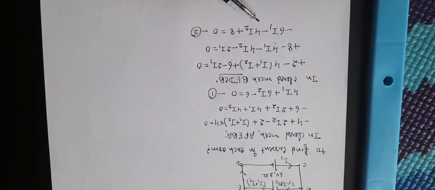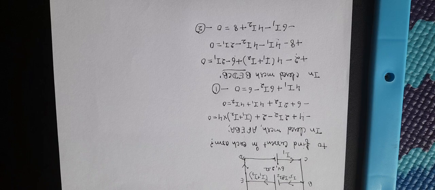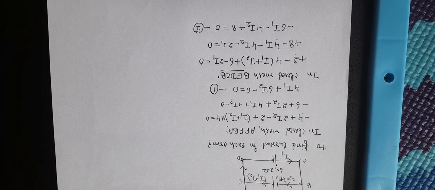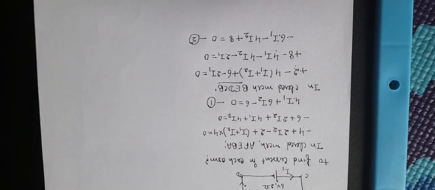So here we have a formation of two equations, I1 and I2. Now I'm going to use the elimination method. For that I have to make any one variable the same in two equations. So here is 6, here is 4. What I'm going to do is multiply this equation by 6 and multiply this equation by 4. So from 1 and 2, what we have?